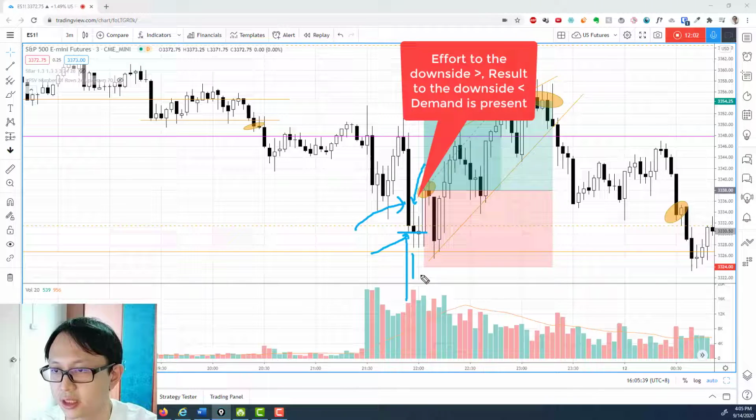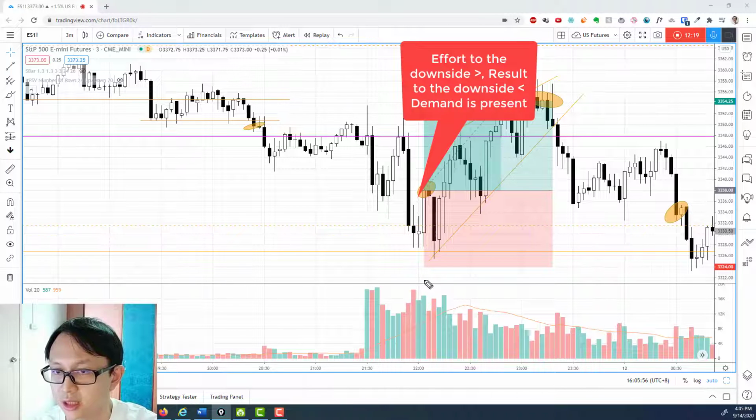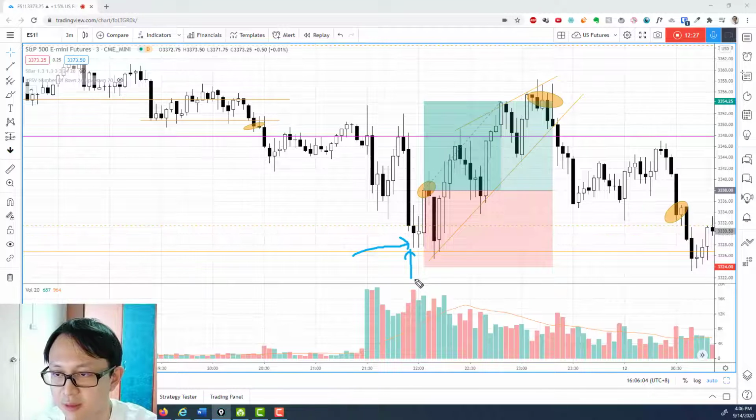But just look at the results. So what we have is actually a smaller spread and with little progress to the downside. In fact, we actually closed here, so the progress is even just a tiny bit here. So that actually suggests that there's presence of demand in this bar here. This is a small spread bar, packed with high volume, but a lot of it is considered as demand here.